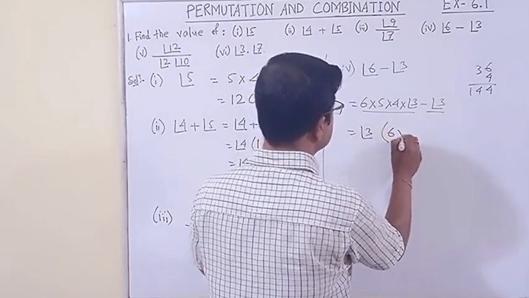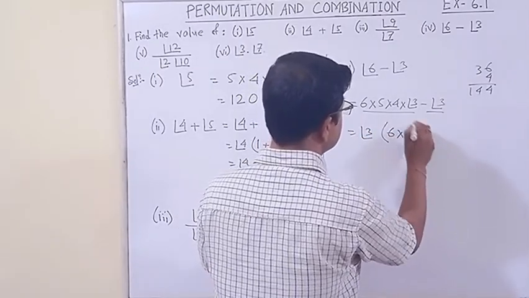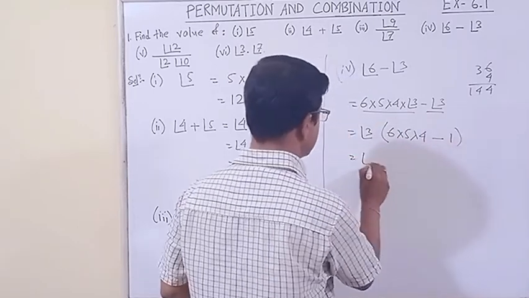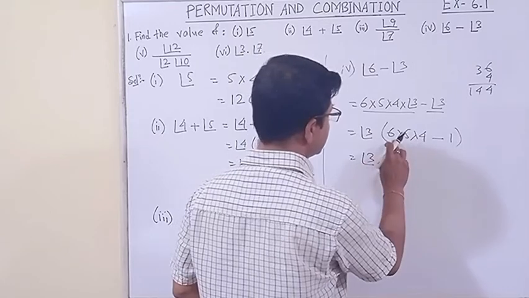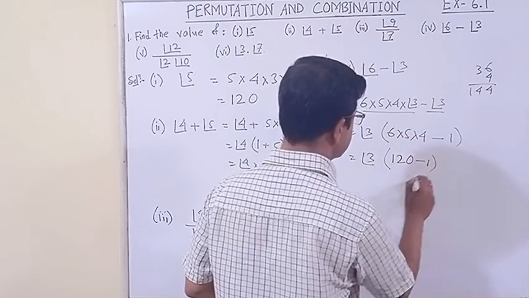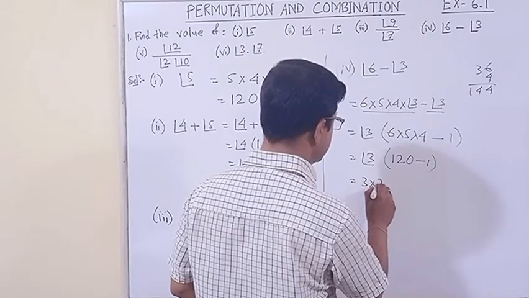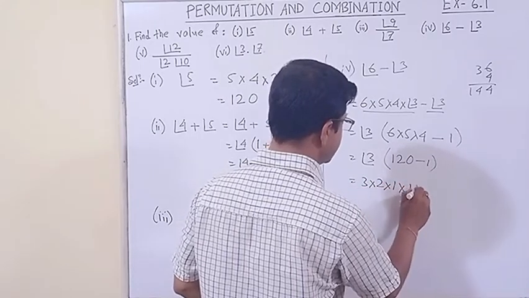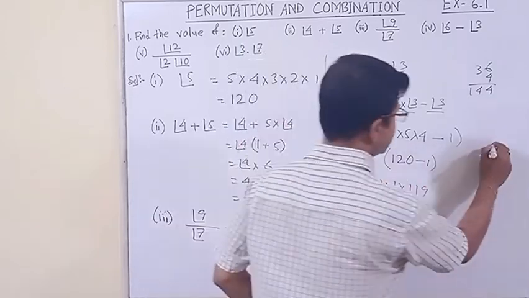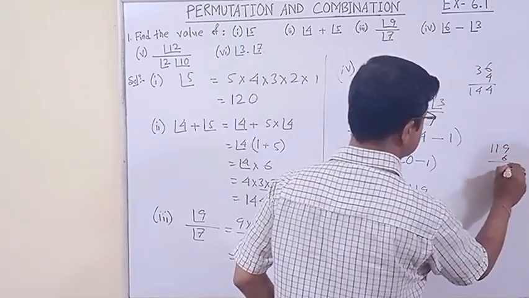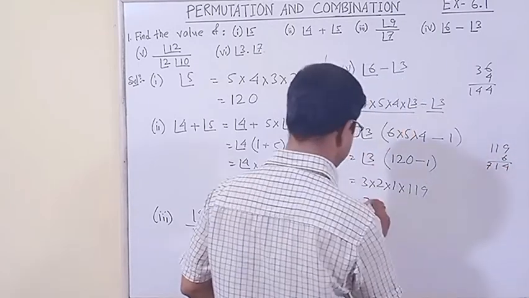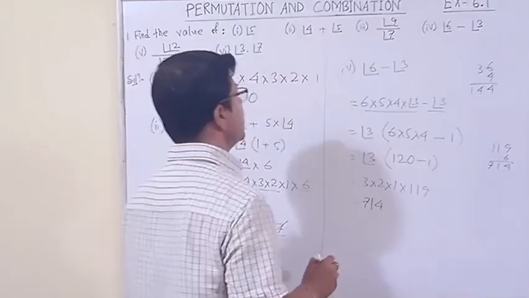So what will be left here? 6 into 5 into 4. This is taken common, minus 1. This is factorial 3. What is their product? 120 minus 1, so this is 3 into 2 into 1. This is 119. So let us multiply 119 and 6. 714. Now up to 4 we have done.